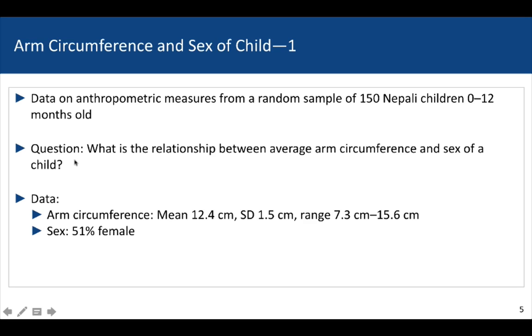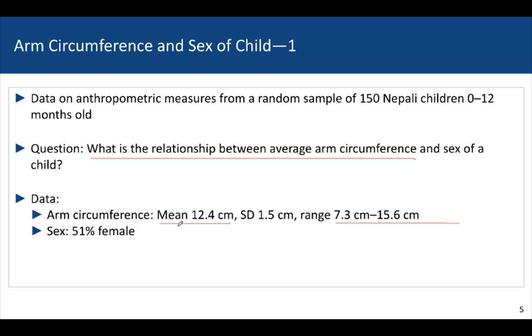So let's look at some examples when our predictor is binary to start parsing this and interpreting it in a substantive context. So an example we looked at in term 1, we're going to reframe as a regression problem: data on anthropometric measures from a random sample of 150 Nepalese children less than a year old, 0 to 12 months old. And the question we might have is, what is the relationship between average arm circumference and the sex of a child? So the data as is, the overall mean arm circumference is 12.4 centimeters, and it ranges from 7.3 centimeters to 15.6 centimeters.